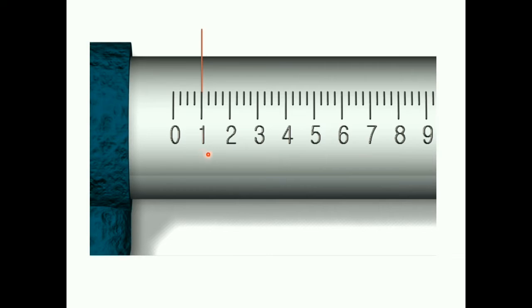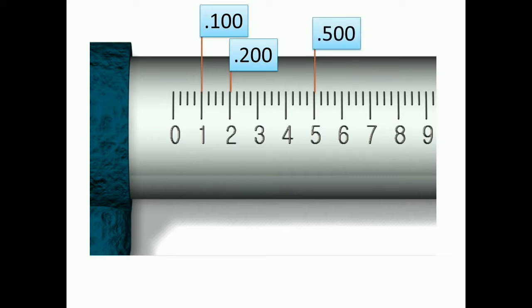This first main graduation here, the first big division from 0 to 1, this is 0.1, so that's a tenth of an inch, or if we're thinking in thousandths of an inch, that's 100. The next big mark is 200, or 0.2, so 0.200. We'll say that is 200, and that will make it easy to keep the decimal place straight. Down here, that's a half an inch, 0.5.